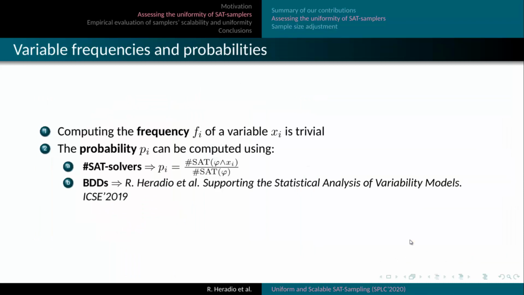Whereas computing feature frequency is trivial, it's just a matter of counting, computing feature probability is another story. This is typically performed by calling repeatedly a #SAT solver, in particular once per feature. Unfortunately, this procedure is extremely expensive, it takes a long time, and that's why in our paper we use another approach based on BDDs. We presented this approach last year in the ICSE conference.